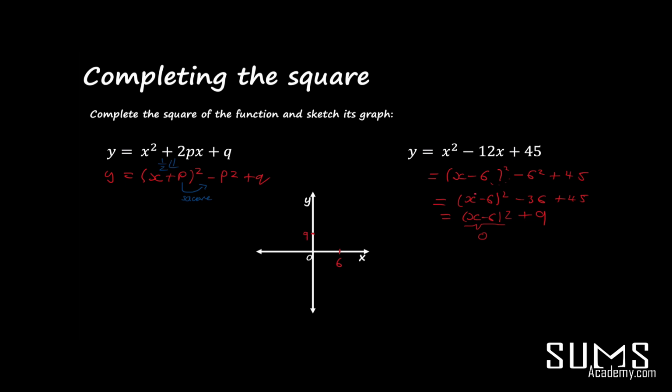And then the y-intercept, well, when x is 0, this is going to be 45. So this is going to be up here, 45. It's obviously not to scale, but your sketch is going to look something like this. Okay, that's it. Let's do another example.